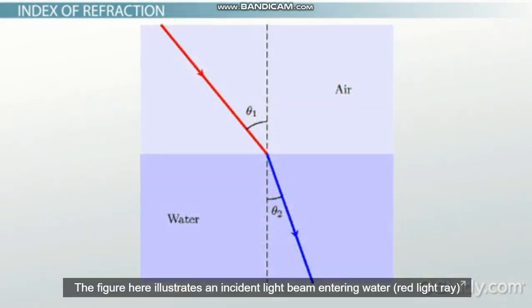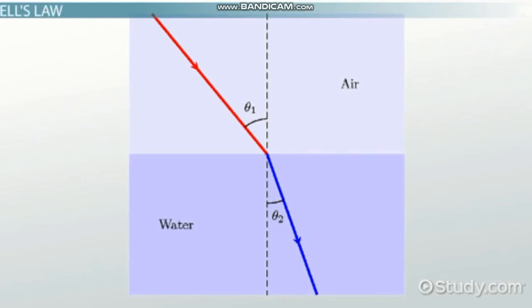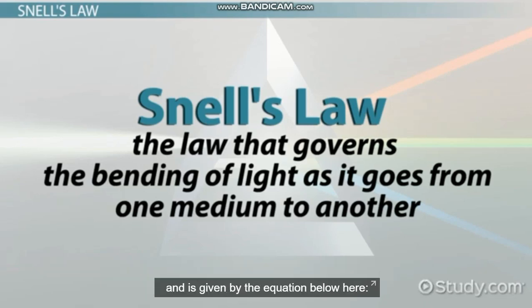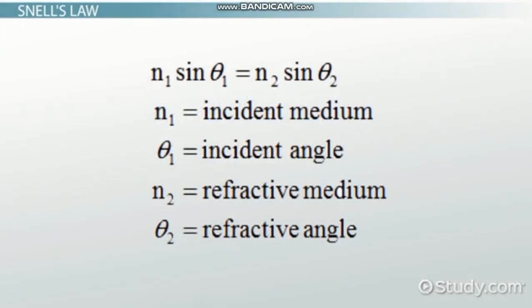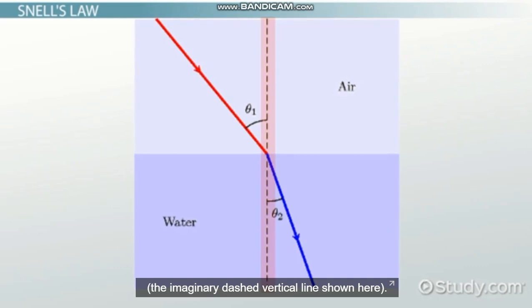The figure here illustrates an incident light beam entering water, red light ray, and refracting as it goes from air to water, blue light ray. The law that governs the bending of light as it goes from one medium to another is called Snell's law and is given by the equation here. All of the angles in Snell's law are measured from the normal, the imaginary dashed vertical line shown here.